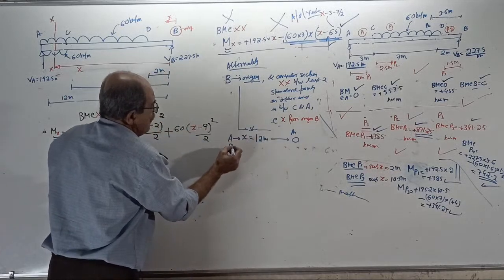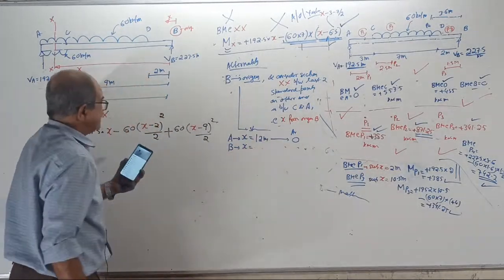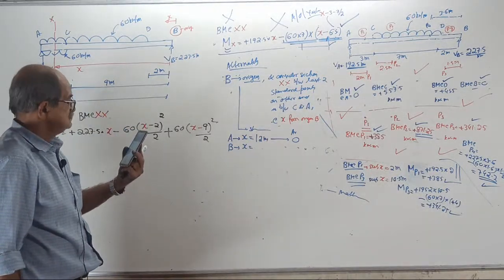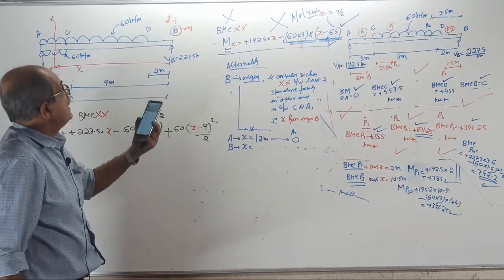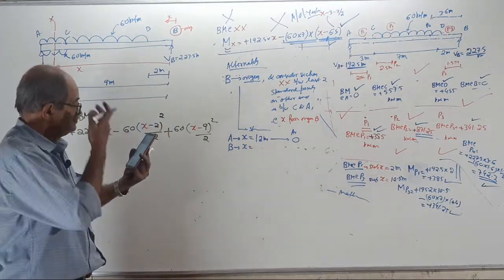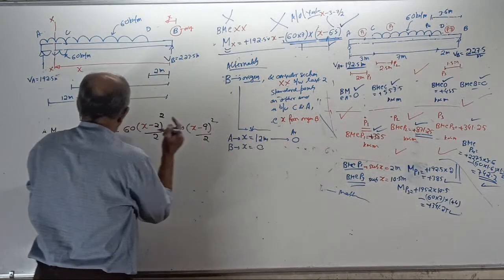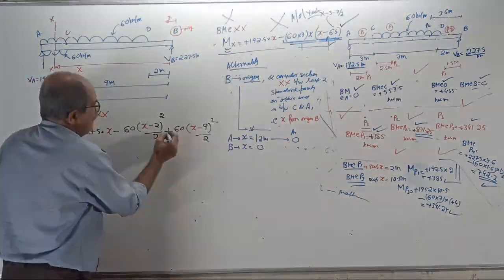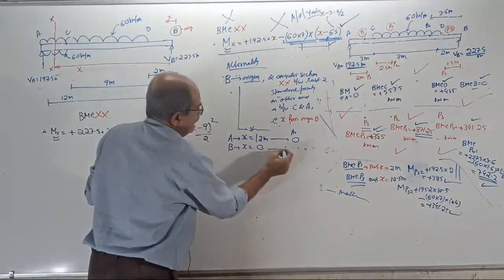To get bending moment at B, put X equal to 0. When you put X equal to 0, these terms are not applicable. This is plus, be careful, you will get answer 0.